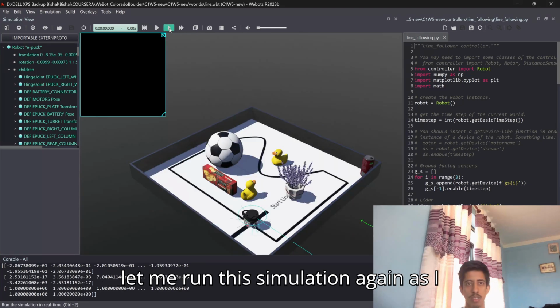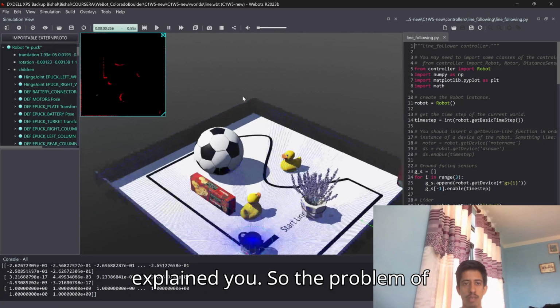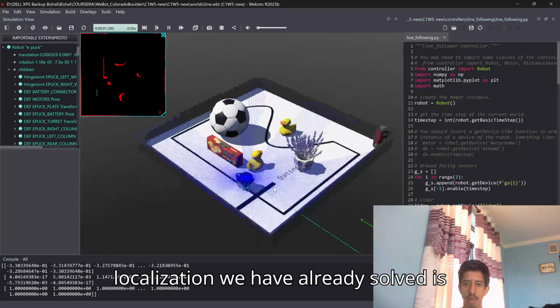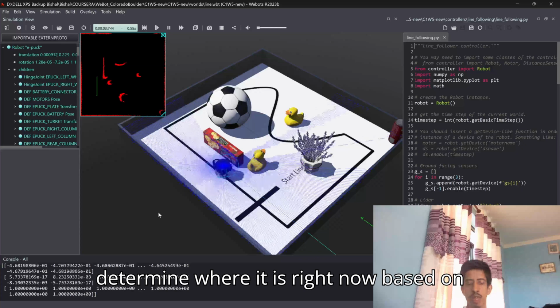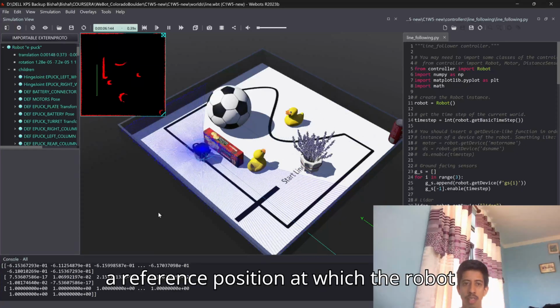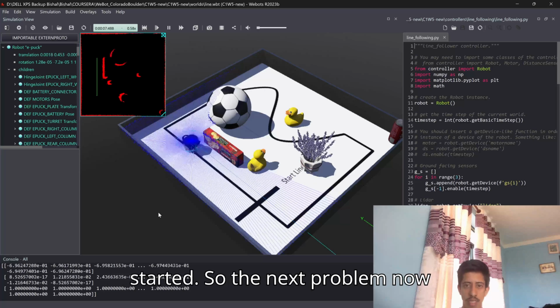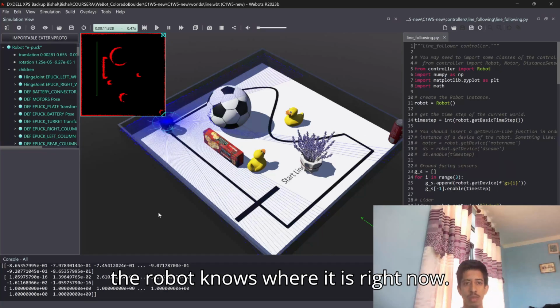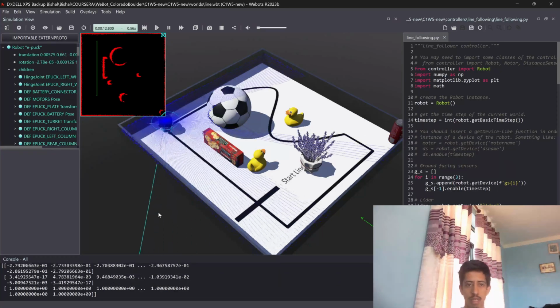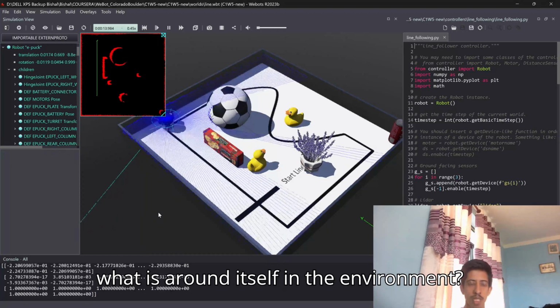Okay, let me run this simulation again as I explained. So the problem of localization we have already solved is using the velocity of the wheels to determine where the robot is right now, based on a reference position at which the robot started. So the next problem now is the mapping of the environment. The robot knows where it is right now. How do we make the robot know what is around itself in the environment?